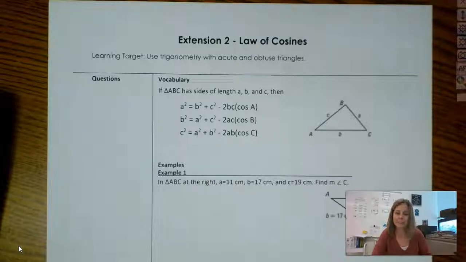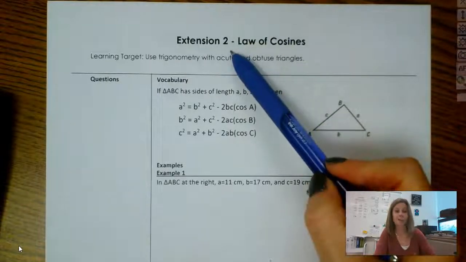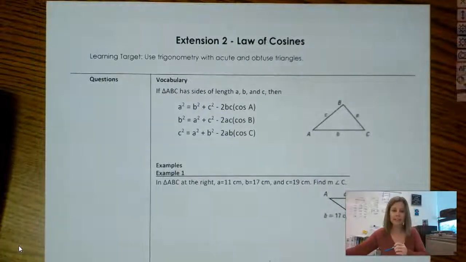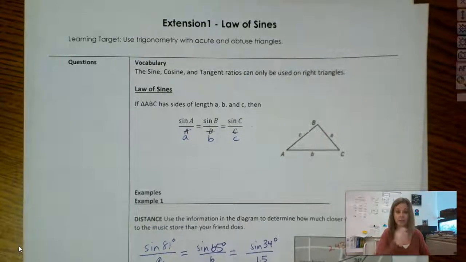Hello, geometors. We are going to look at one more section here in our Unit 7, right triangle trigonometry unit. And we are going to wrap up with what I'm calling Extension 2, Law of Cosines. So the last section, we talked about this other formula called Law of Sines.